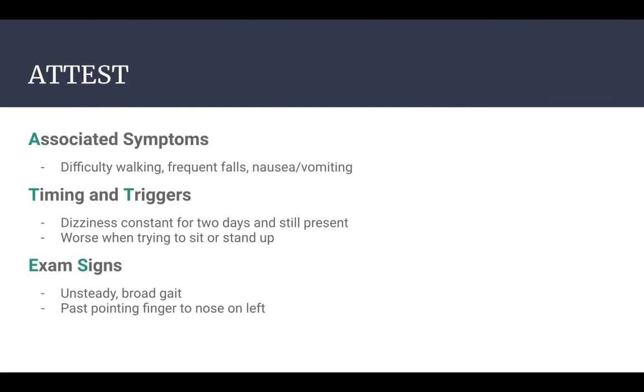So when asking about timing and triggers, his dizziness has been constant for the past 2 days, and it's still present right now. While he says it is worse when he's trying to sit or stand up, it is there all the time. And specific exam signs, you notice that he is past pointing on his finger to nose exam on his left side, and he also has an unsteady gait that appears to be a bit broad-based.